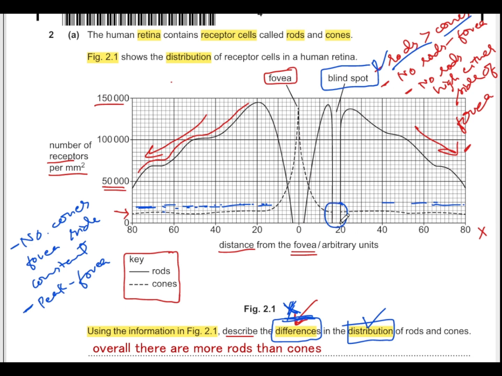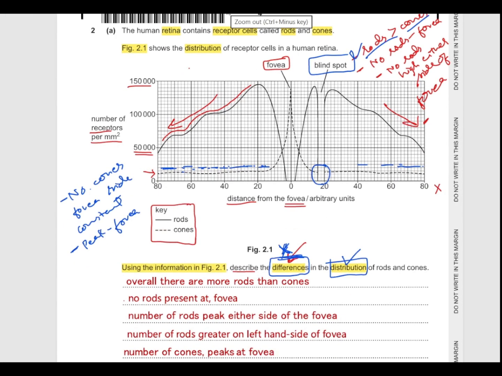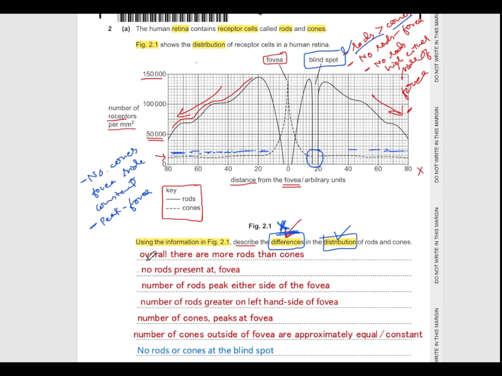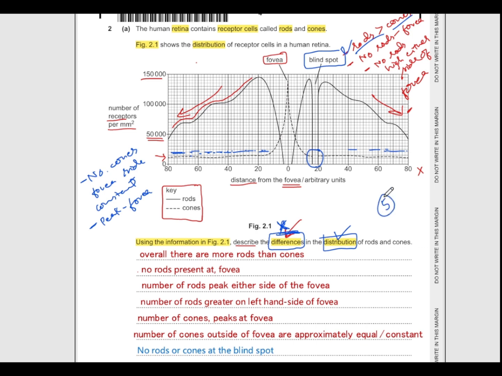Okay, so I have already written down these points here. This question is asked for 4 marks, but in general, it can also be asked for 5 marks. So what are the points that you can write? Overall, there are more rods than cones. Here you see this line is much higher everywhere, which means the number of rods is much higher. No rods are present at the fovea. The number of rods peaks on either side of the fovea. There's a peak here, there is a peak here.